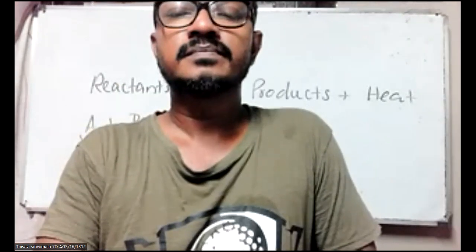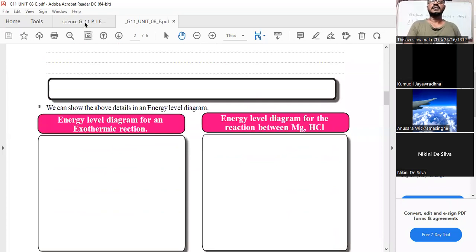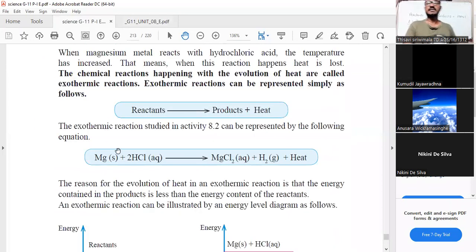Then you have to write this equation in that box. Mg plus 2HCl, MgCl2 plus H2 plus heat.